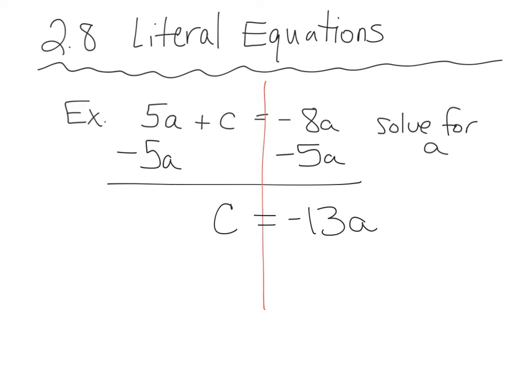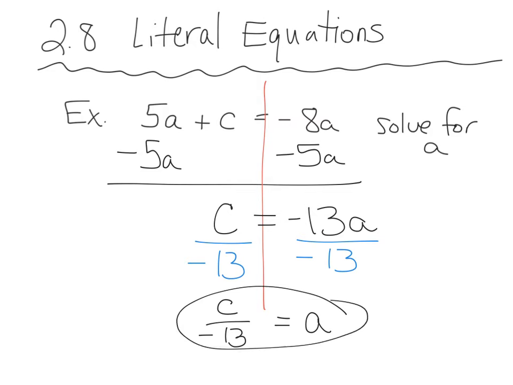I want to have a all by itself, just like before. At this point, I need to divide by what is attached to that variable, divide by negative 13, and my final answer will be a is equal to c over negative 13. It may look ugly, but that's the actual answer to this problem.